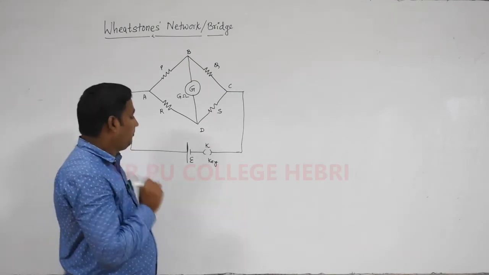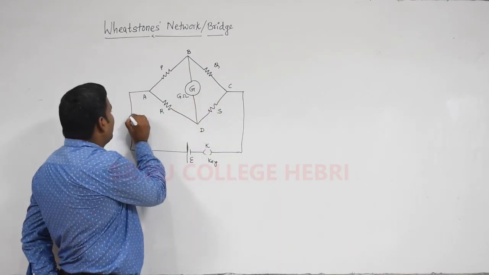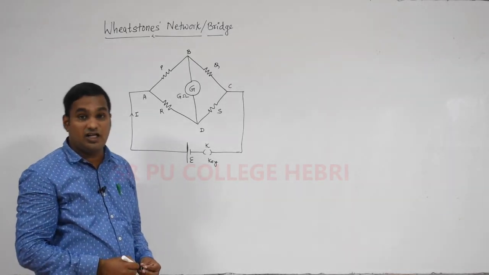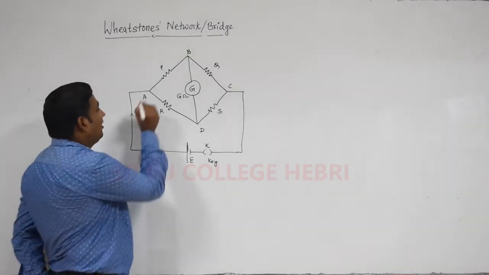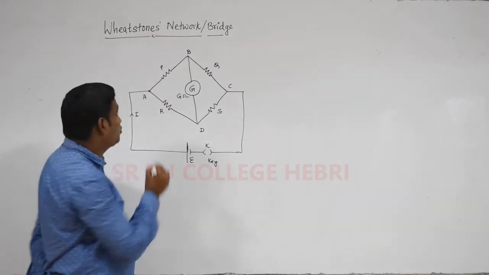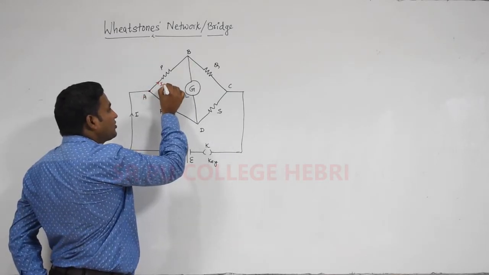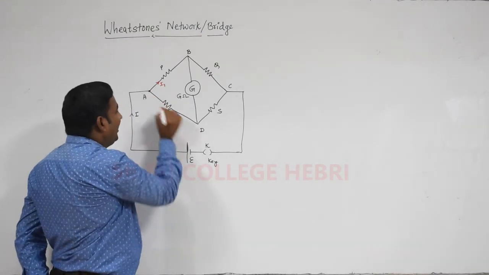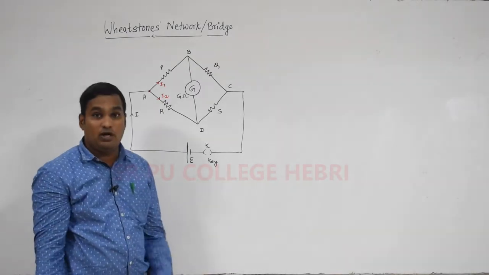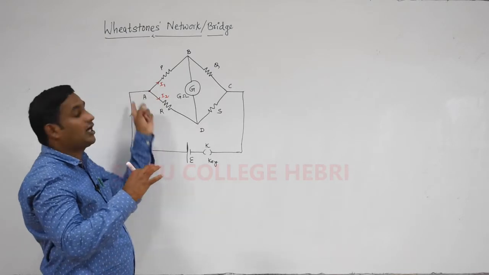Before that, keep one point clearly in your mind. The cell is connected across A and C. The cell provides a suitable value of current, we call it I. I is the current drawn from this cell. That current I reaches point A. It divides into how many branches? 2 branches. Along the line AB the current flow we take as I1, and along the line AD the current flow we consider as I2. Here I1 and I2 are the branch currents divided at point A. A acts like a node.